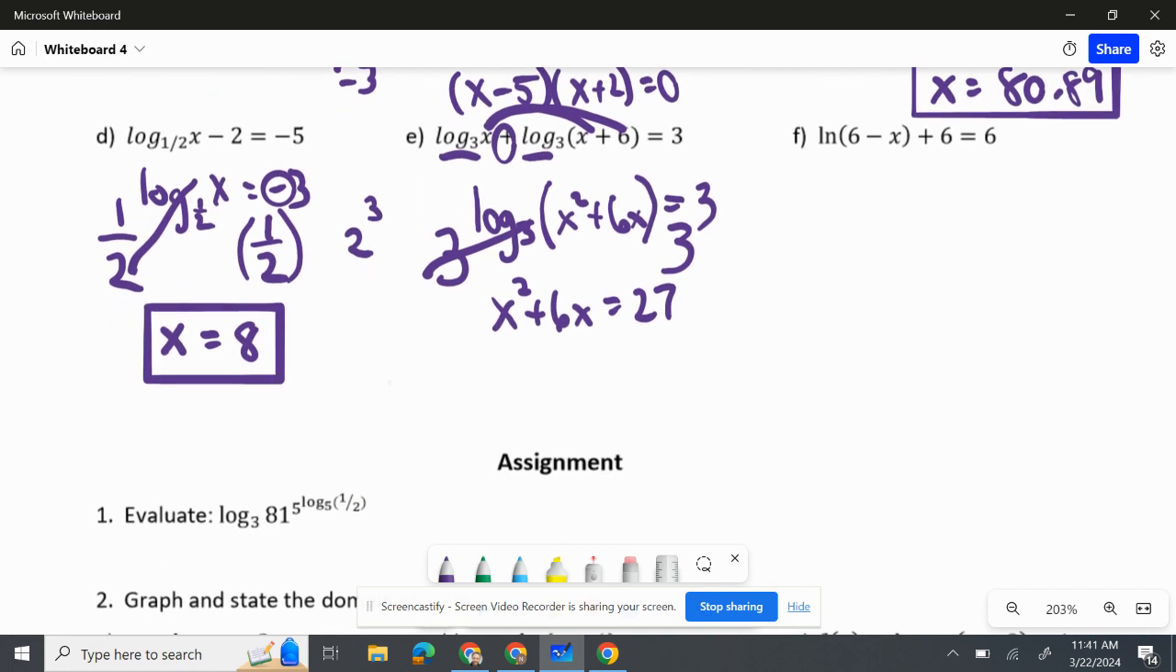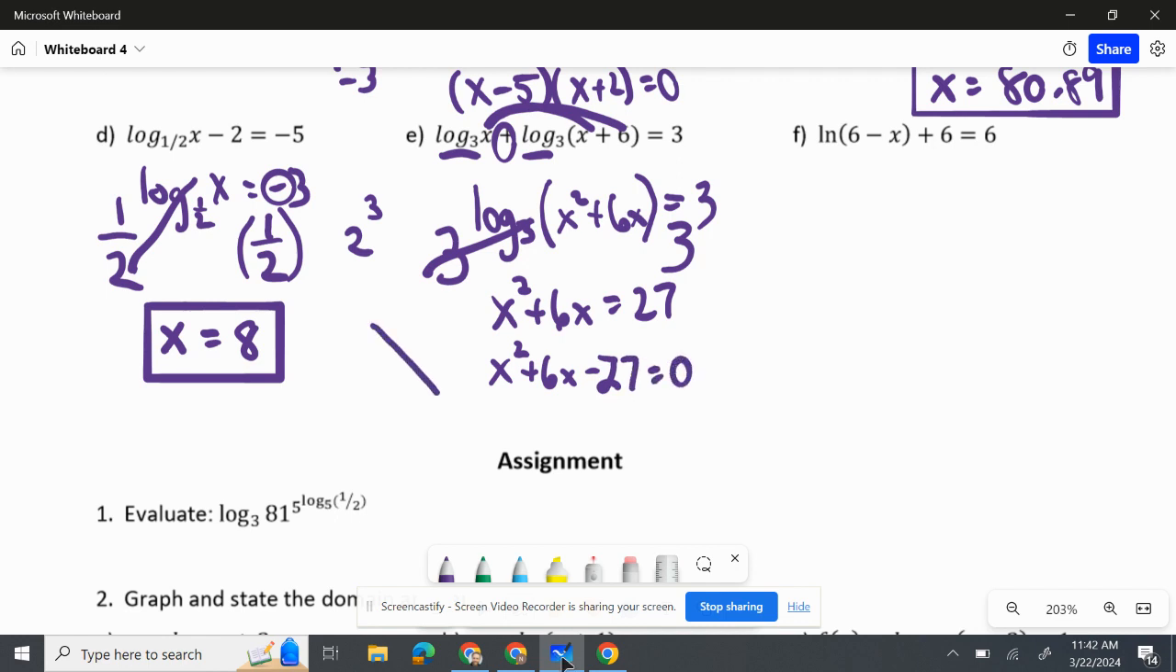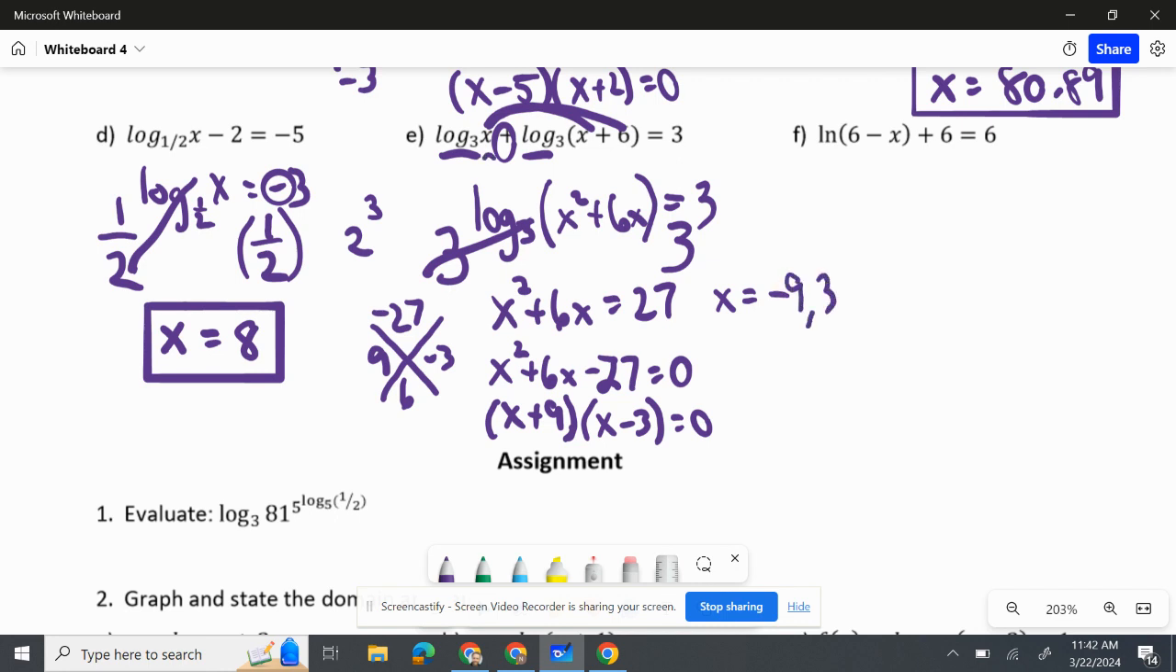Whenever we have a quadratic, we always set it equal to 0. So that would be x squared plus 6x minus 27 is equal to 0. So two numbers that multiply together to give us negative 27 and add up to 6 would be 9 and negative 3. So x plus 9 and then x minus 3. And once again, the two x values would be x is equal to negative 9 and 3. And remember, if we plug a negative 9 in for the log, it's not possible. So our only answer is 3.